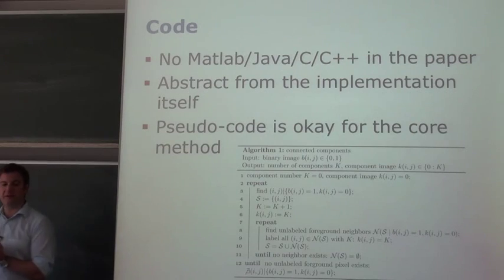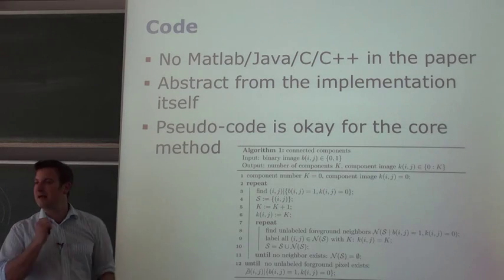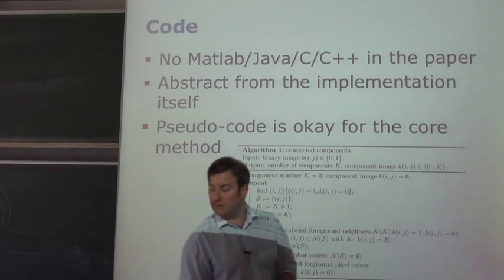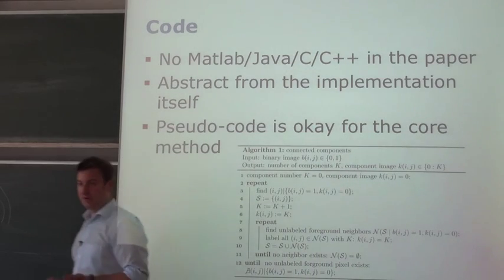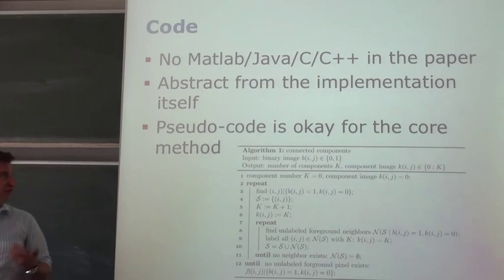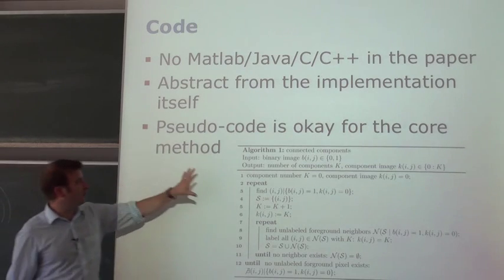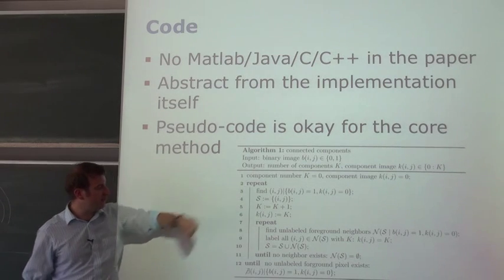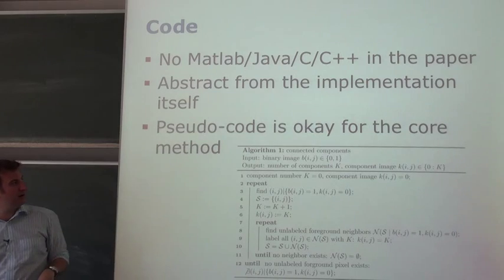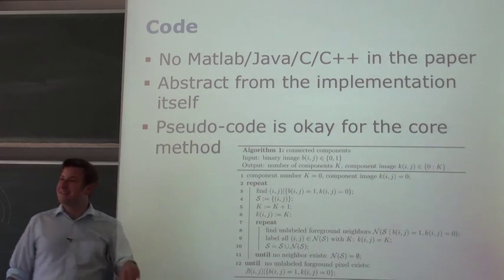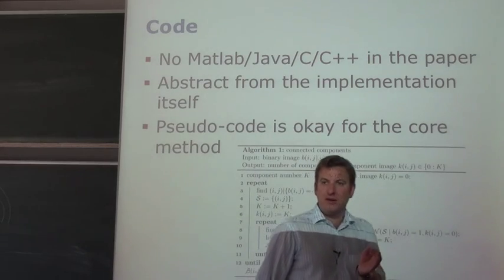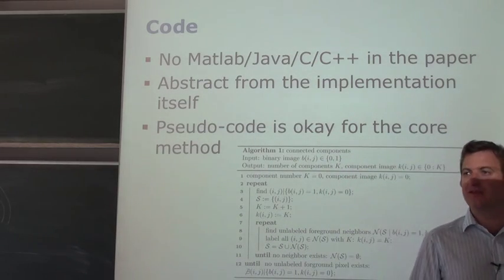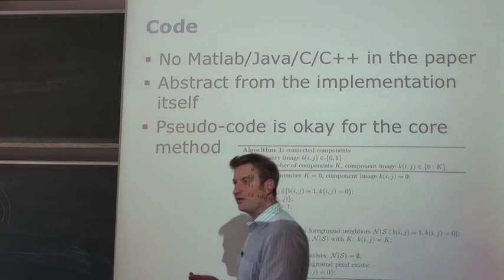Code is something that people do. So there's no MATLAB, Java, C++, C code in papers. If you want to use code, what's typically used is pseudocode. So you see sometimes pseudocode in the lecture. For example, this is a copy from one of the connected components algorithms. You can do that for one single key thing that is so essential that you want to be so precise how this is done, to give someone the chance to replicate the results.